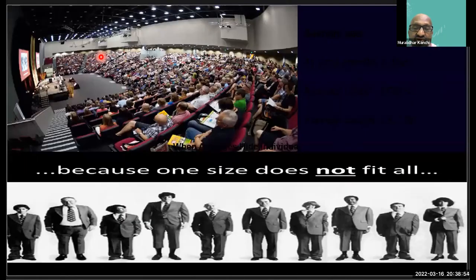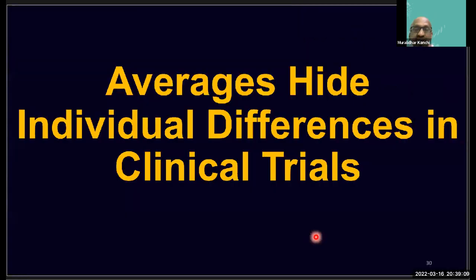one size does not fit all. For example, there are several people sitting here, maybe 1,000 people, and each one is different. As is shown here, there's no similarity between height or weight, and everybody's different. And when you look at clinical trials, we get the mean values. This hides the individual differences.